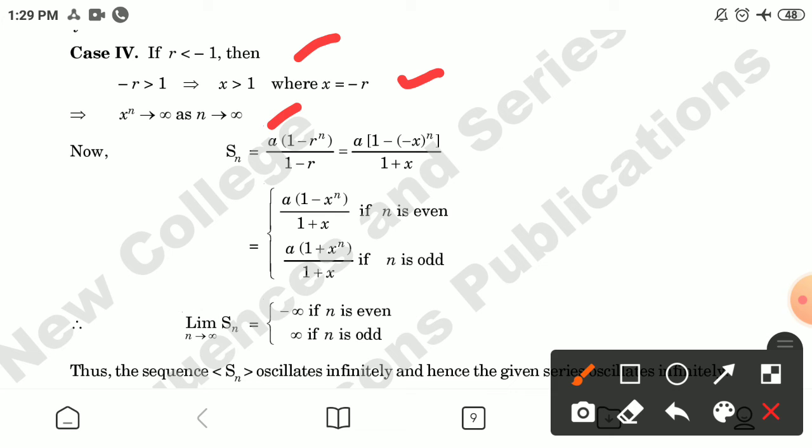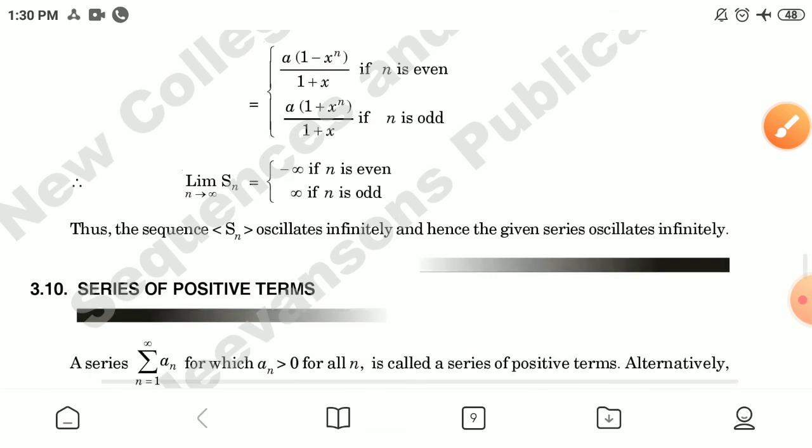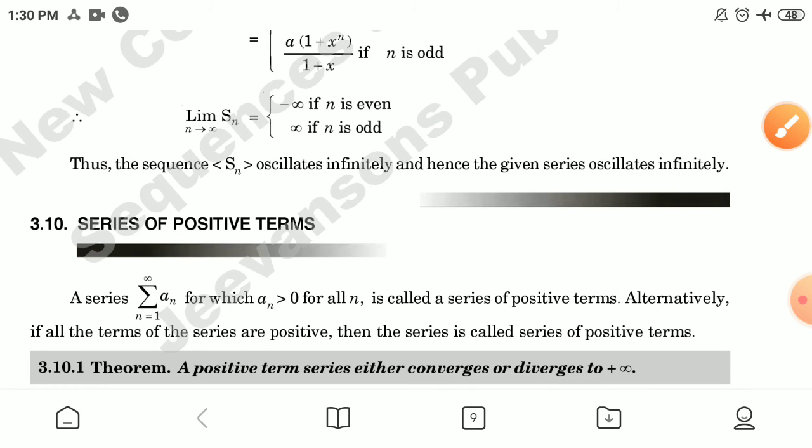Now the sum of n terms is written as a into (1 minus x raised to power n) by (1 plus x), and this gives the value, when n is even, as a into (1 minus x to the power n) upon (1 plus x), and when n is odd, as a into (1 plus x to the power n) upon (1 plus x). Therefore the limiting value when n tends to infinity is minus infinity when n is even, and infinity when n is odd. Thus the sequence Sn oscillates infinitely, hence the given series oscillates infinitely.